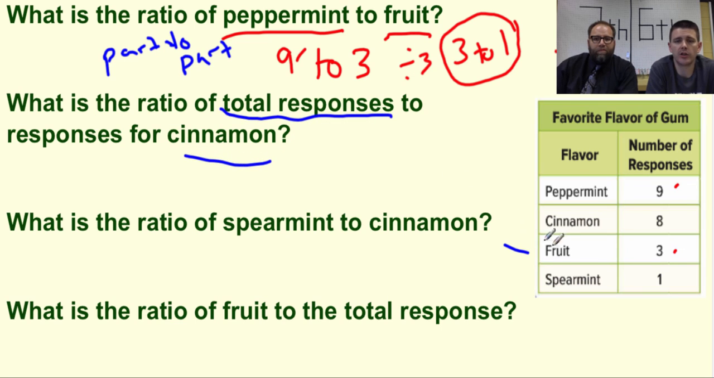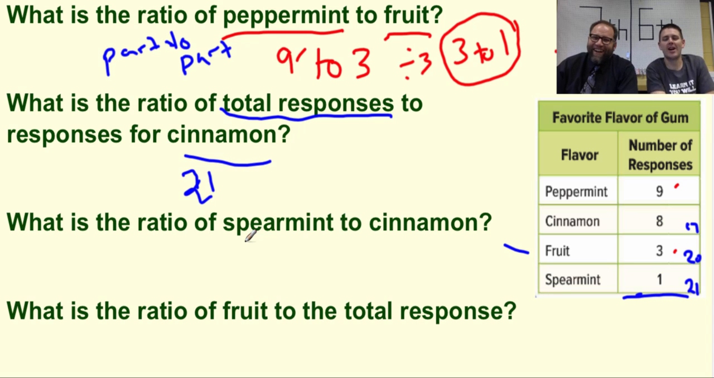And then we want to compare just the cinnamon. So we add them all up. 9 plus 8 is 17, plus 3 is 20, plus 1 is 21. So we have 21 total responses. That's going to be my numerator, my first number. Then I'm going to compare that to cinnamon. Well, in my table, cinnamon had 8 responses, so I have a ratio of 21 to 8.